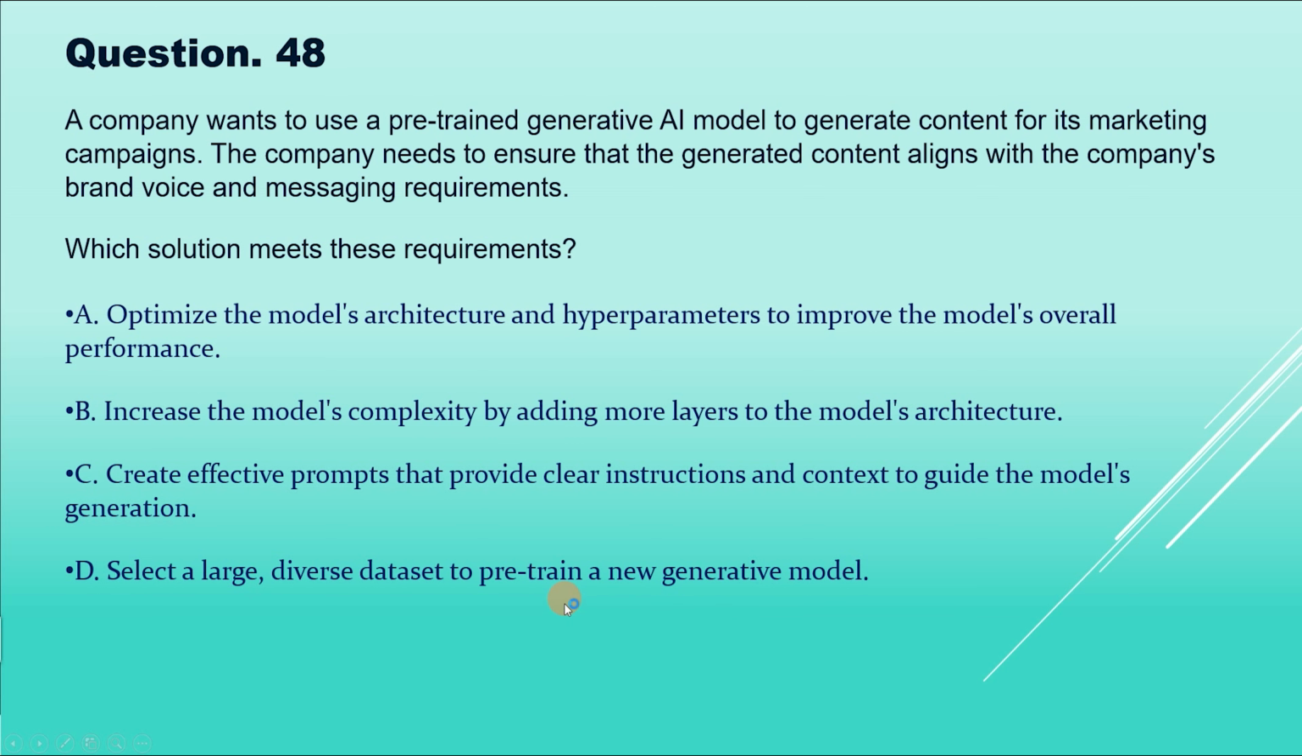And the correct answer here will be option C. Create effective prompts that provide clear instructions and context to guide the model's generation. Because prompt engineering is a crucial technique to ensure that a pre-trained generative AI model generates content that aligns with the company's brand voice and messaging requirements. And by carefully crafting prompts, you can guide the model to produce specific, relevant and on-brand content. So option C is correct here.